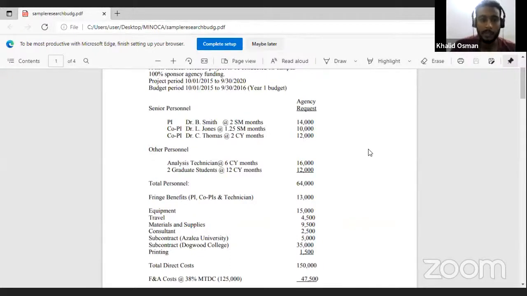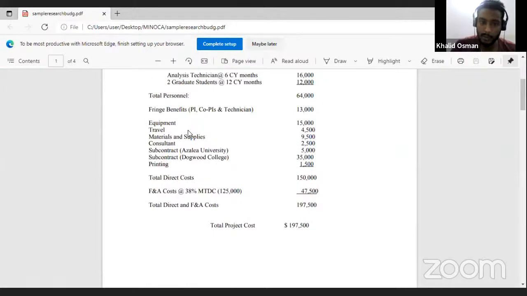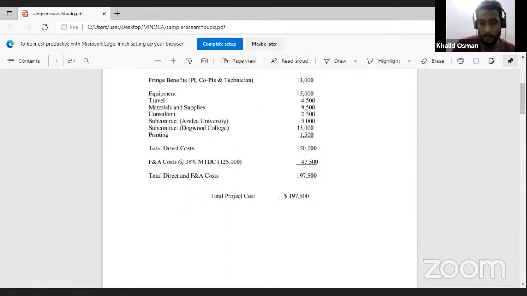As you can see here, you just list the equipment cost, the travel cost. You don't explain anything here. You just list the items. Consultant, subcontract, whatever you need, which is different from a project to another. And then you put your total project cost. Before that, of course, you need to add the overhead charge, which I talked about earlier.